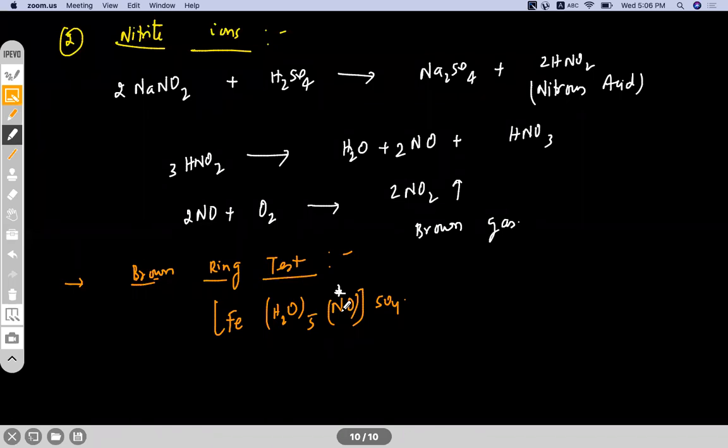Right, now this brown ring complex is paramagnetic in nature with 3 unpaired electrons.